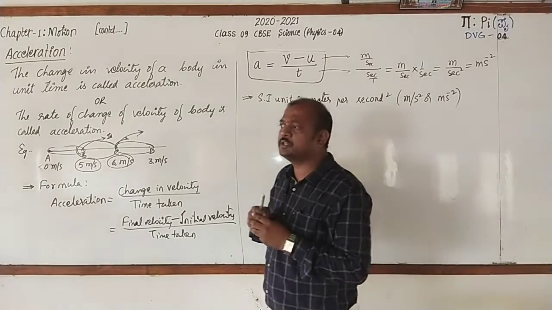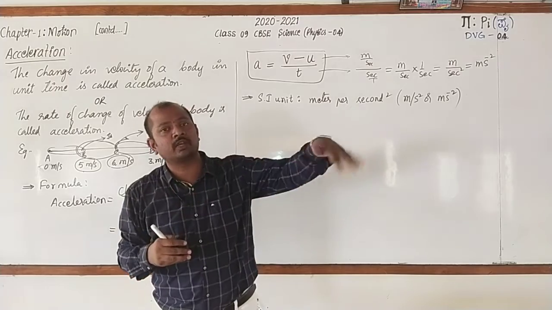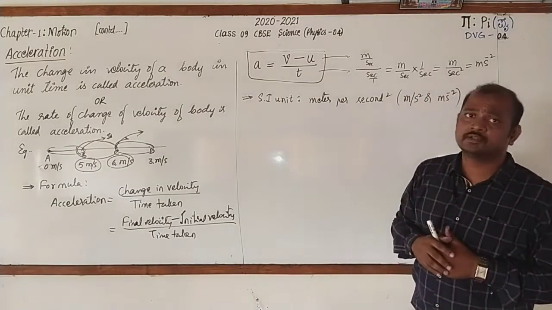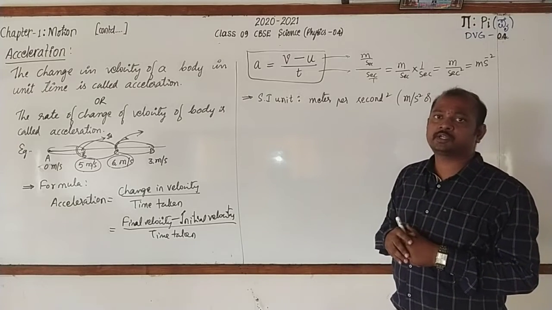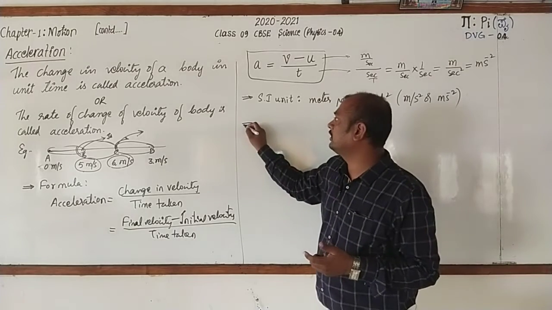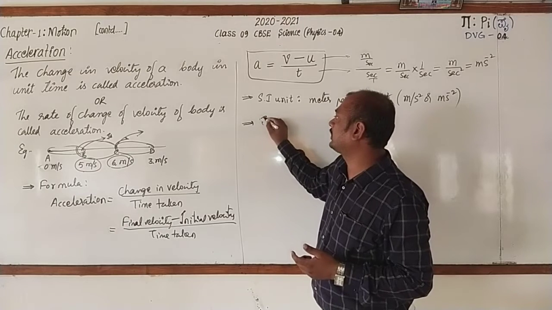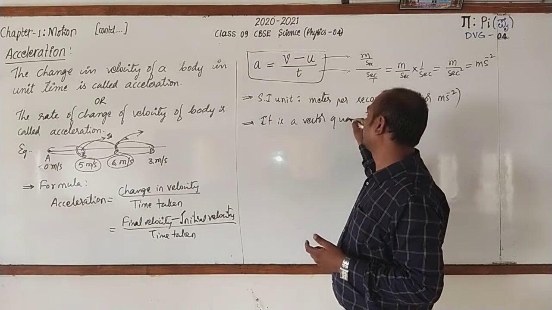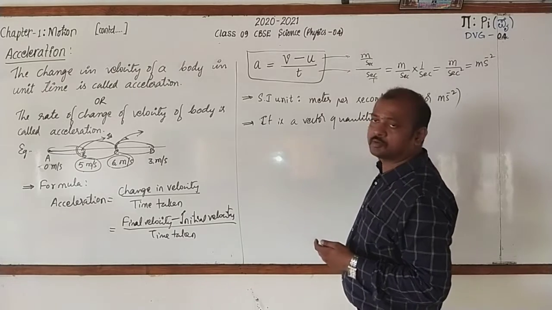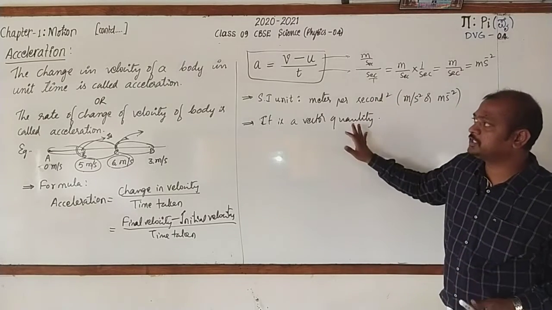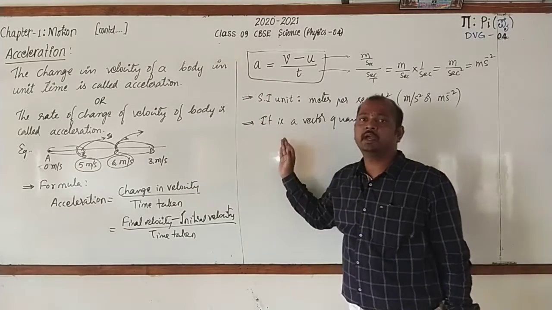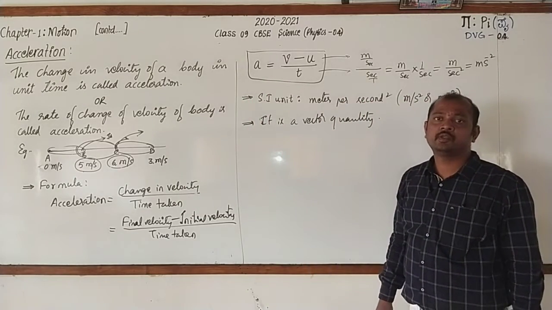Now, acceleration will be considered when a body moves along a straight line, right? Whether it is a scalar quantity or a vector quantity? Yes, it is a vector quantity. You are all right. Got it? Please do remember these points: definition, formula, SI unit and physical quantity.